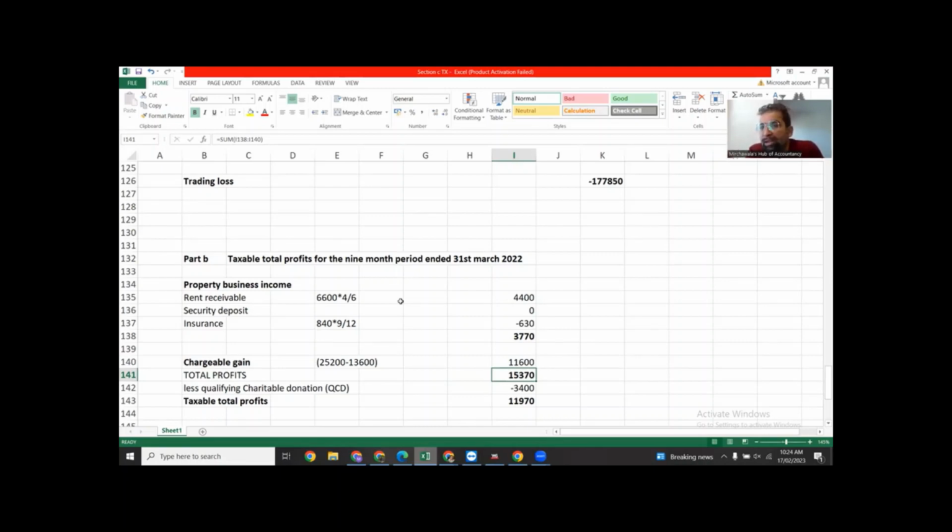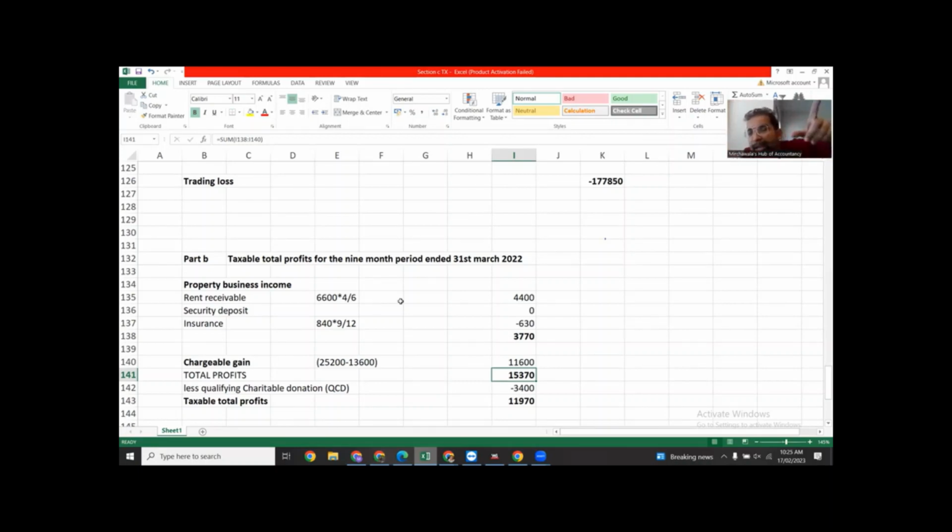Now what will be the remaining loss? Come on, all of you take out the calculator. 177,850 minus 15,370. What will be your remaining loss? The remaining loss can go back. Let me do it with my cell phone. Wait, we'll do it formally also. 177,850 minus 15,370. Yes, 162,480 loss, you can carry it back.